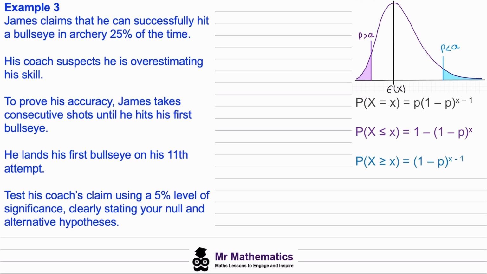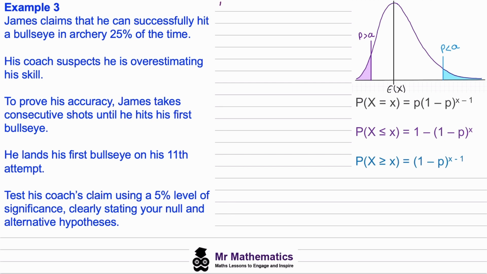So in example 3, we're told that James claims that he can successfully hit a bullseye in archery 25% of the time. His coach suspects he is overestimating his skill. To prove his accuracy, James takes consecutive shots until he hits his first bullseye. He lands his first bullseye on his 11th attempt. We've been asked to test the coach's claim using a 5% level of significance, clearly stating our null and alternative hypotheses. So do you want to try this question yourself? You can pause the video and come back when you're ready.